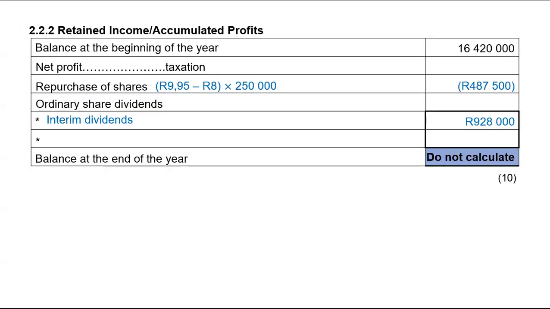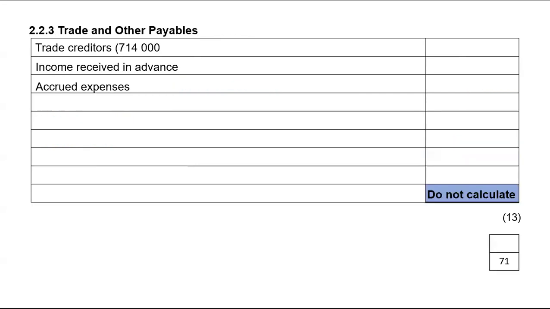Final dividends will be recorded in your retained income note as recommended final dividends, and the amount will be 1,044,000. It doesn't stop there. Most of you just stop there. No, it doesn't stop there. Final dividends are also recorded in trade and other payables as shareholders for dividends, and the amount will be 1,044,000. That's it. Let's move on.